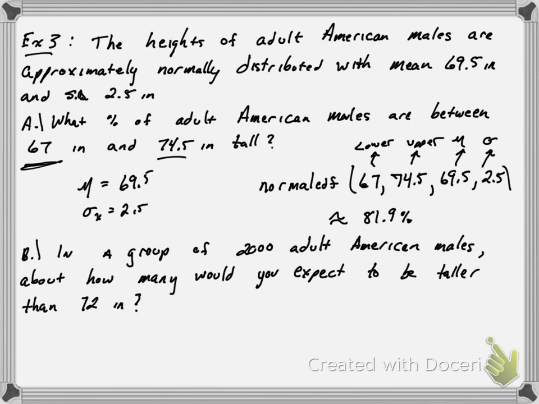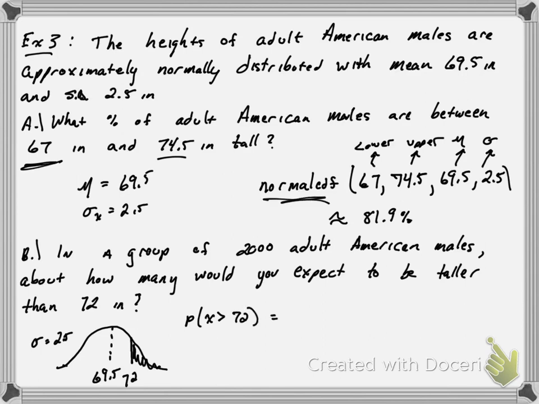Well, again, it's a normal model, so we're going to use that. Let's sketch it. We should always sketch our graph when we have it. We know my mean is 69.5, right? We know my standard deviation is 2.5, correct? Where's 72 in relation to that? It's right here. We want to know about how many would you expect to be taller than 72. So where's taller than 72? That's up here. That's what we want to know. We want the probability that x is greater than 72.